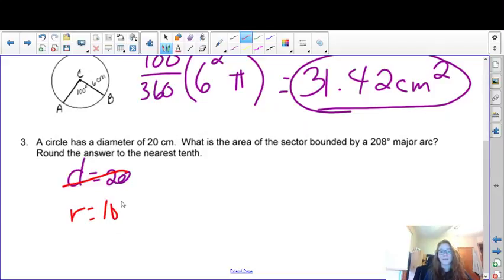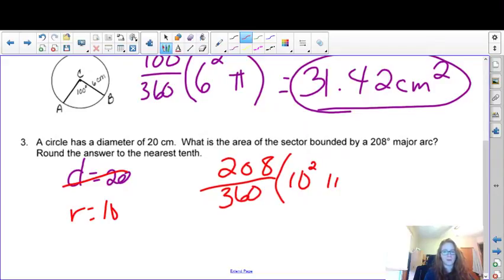That's where most people go wrong on this problem, is they just pick out the numbers and think, good to go. But if you didn't read that, you wouldn't have seen that you have the diameter. You would have just assumed your radius was 20. Not the case. Your diameter is 20, so we need to actually cut that in half. So my degree of 208 over 360 times my 10 squared pi gives me 181.51. And it's in centimeters, so centimeters squared.